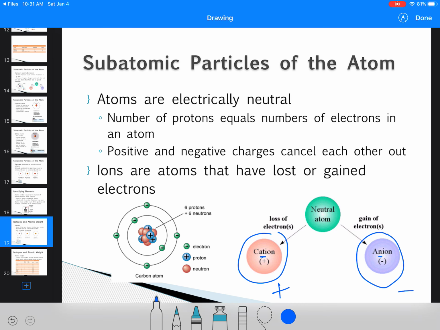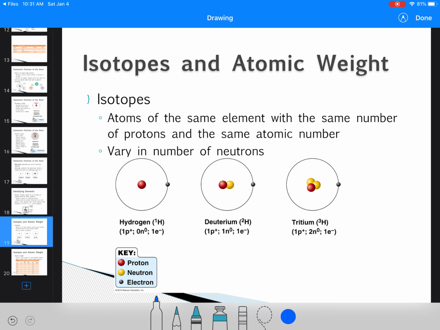Now, let's try to distinguish that from an isotope, okay? An isotope is not a charged atom. It does not have a charge. Isotopes are atoms all of the same element. They have the same number of protons, but the number of neutrons is different between the isotopes. So in this picture here, you can see 3 different isotopes of hydrogen, okay? All 3 of these in this picture are hydrogen. They're just different isotopes of hydrogen. Now, how do we know that these are all hydrogen? We know it by looking at the number of protons.